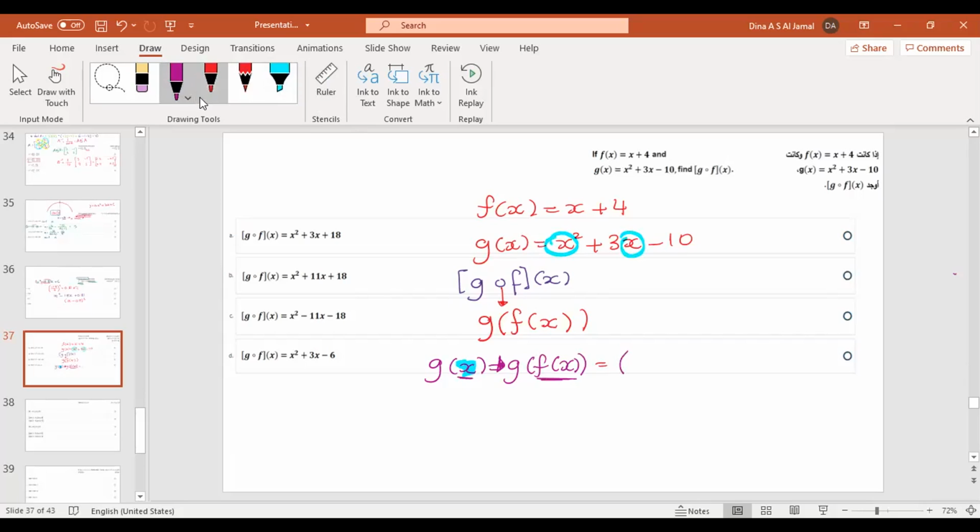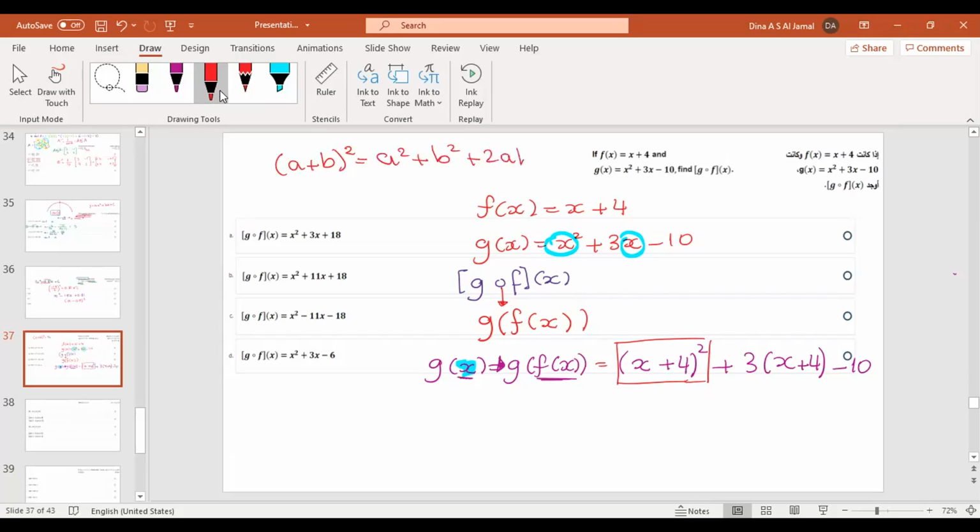So your f of x, it's all about x plus 4. So put it as it is, x plus 4 all squared plus 3 open brackets x plus 4. And now lastly put your minus 10 as it is. You didn't change it. Good. Now I would like to further simplify it. So at the beginning of the exam, I explained already the rule of this, which is a plus b all squared. It's all about a squared plus b squared plus 2ab.